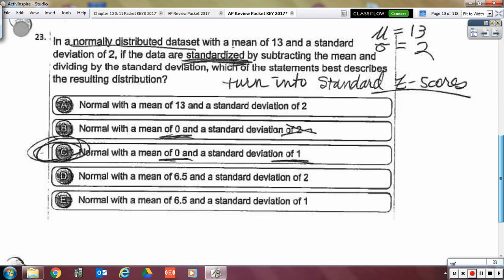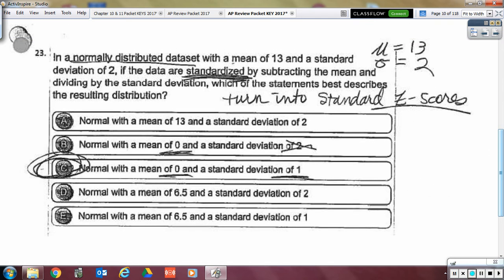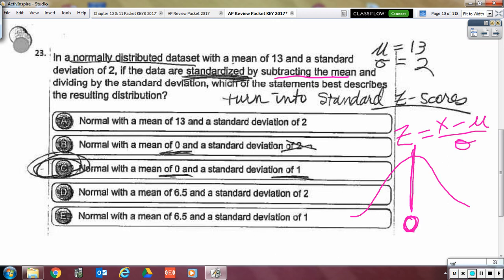And then this last one here. Okay, so when you subtract the mean and divide by the standard deviation, guess what that is describing? X minus the mean over the standard deviation. So they are standardizing all the data points. If they standardize them all, they are centered at 0. A standardized normal curve is centered at 0 with a standard deviation of 1. Okay, so that's why it is C. A standardized normal curve has a center of 0 and a standard deviation of 1.